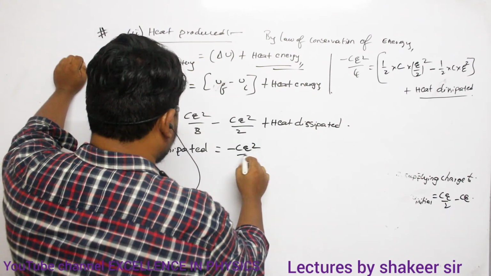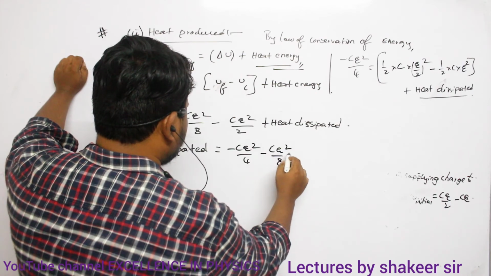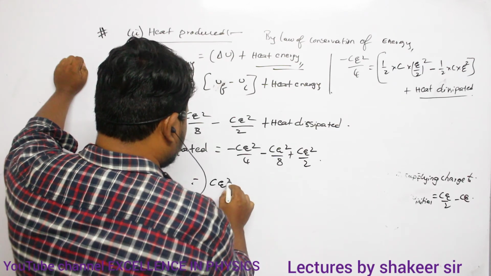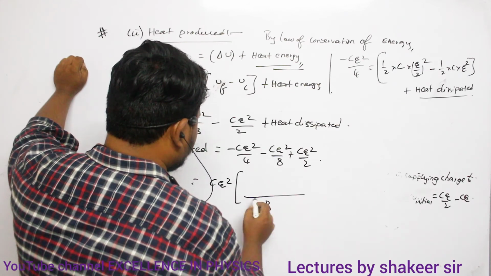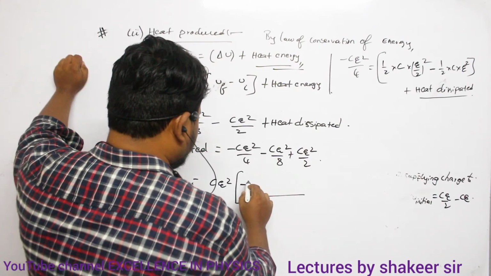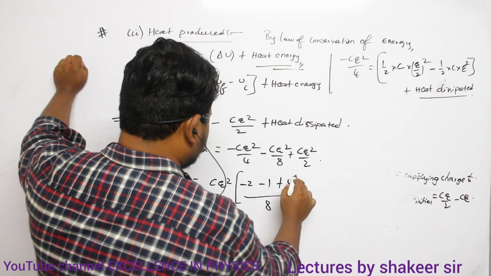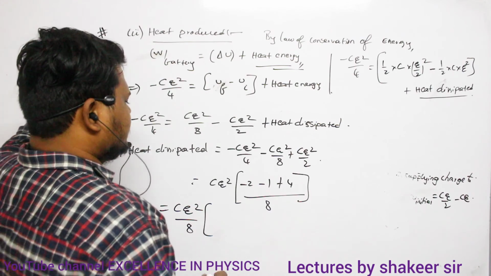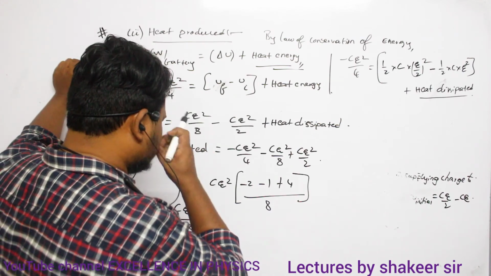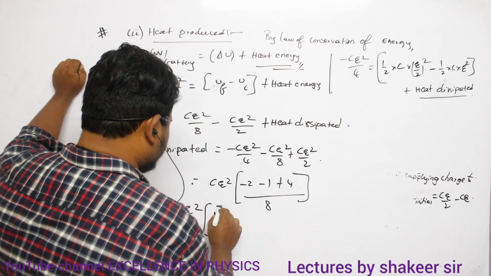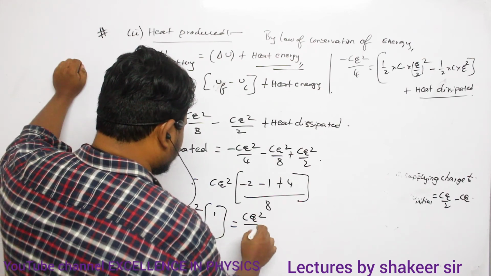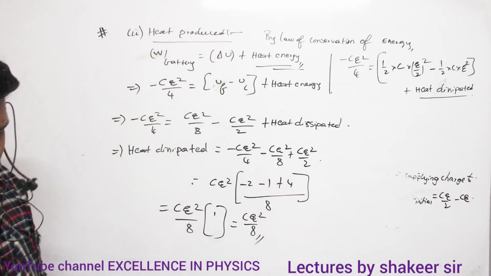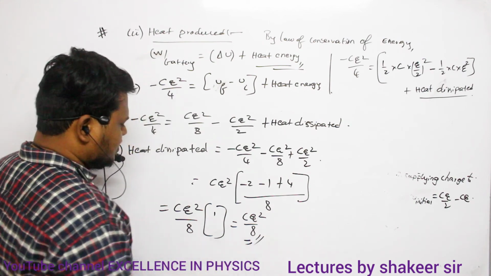So minus CE square divided by 4 minus CE square divided by 8 plus CE square divided by 2. Clear? So CE square I can take common and LCM I can take 8. So therefore minus 2 minus 1 plus 4. So CE square divided by 8 multiplied by 4 minus 3 is 1. Clear? So therefore CE square divided by 8. That is our answer. So see whether this calculation is correct or not? Yes, correct. So CE square divided by 8.